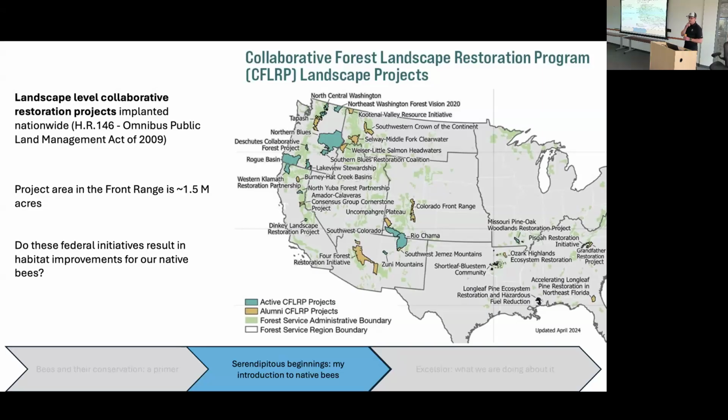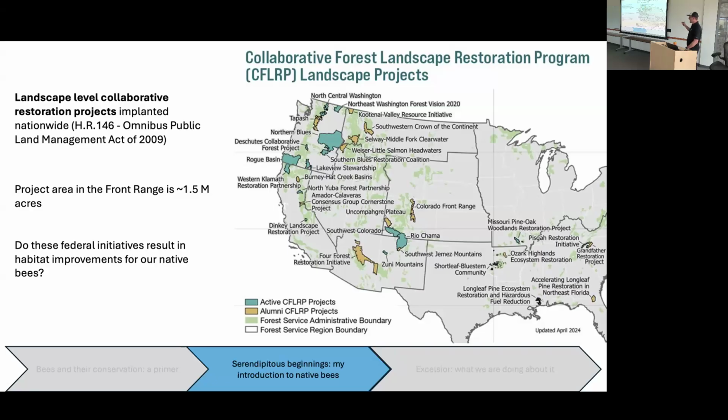This stands for the Collaborative Forest Landscape Restoration Program. Folks who work in policy or forest management are pretty familiar with this project. And this resulted directly from legislation in 2009 that sort of catalyzed a bunch of these collaborative restoration projects that occurred between the Forest Service and local stakeholders. And they're set up all over the Western United States, including a very large project area, the Colorado Front Range, that's about 1.5 million acres in total size, right?